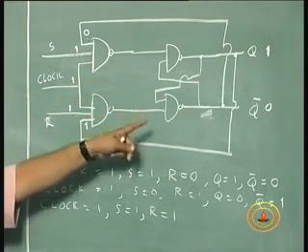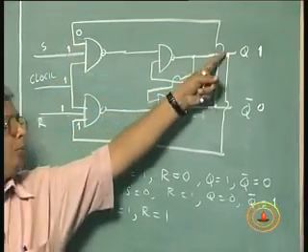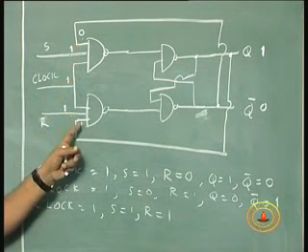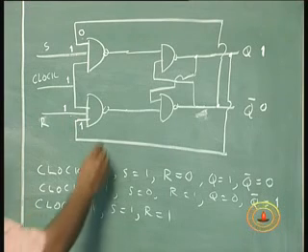I am connecting back the output Q bar into this gate, output Q into this gate. The 0 gets reflected here, 1 gets reflected here. 1, 1, 1 is the input of the NAND gate. What is the output? 1, 1 input gives you 0.